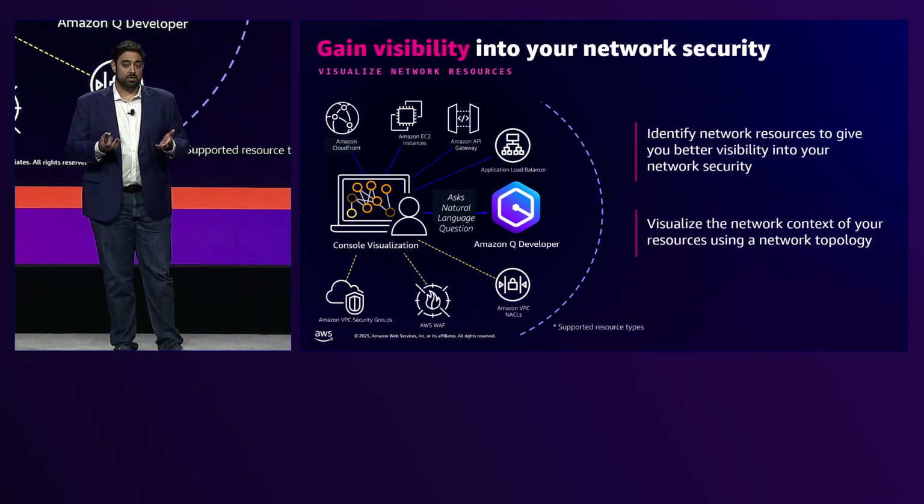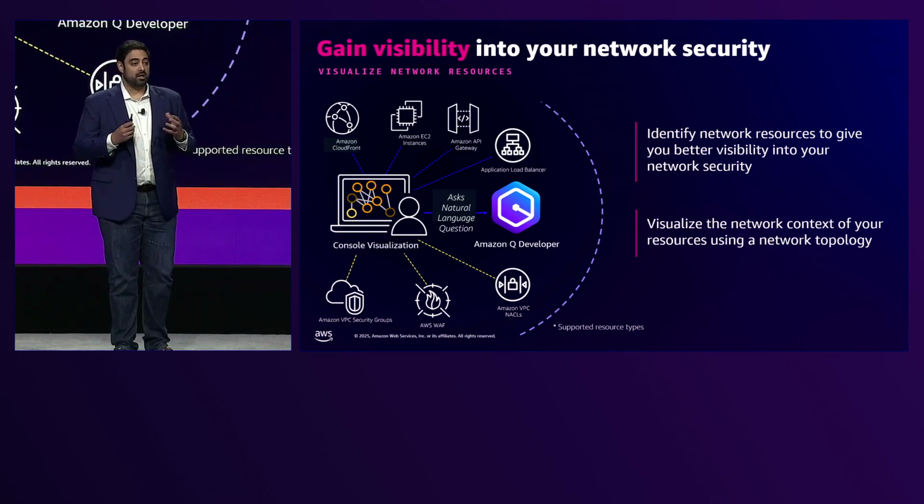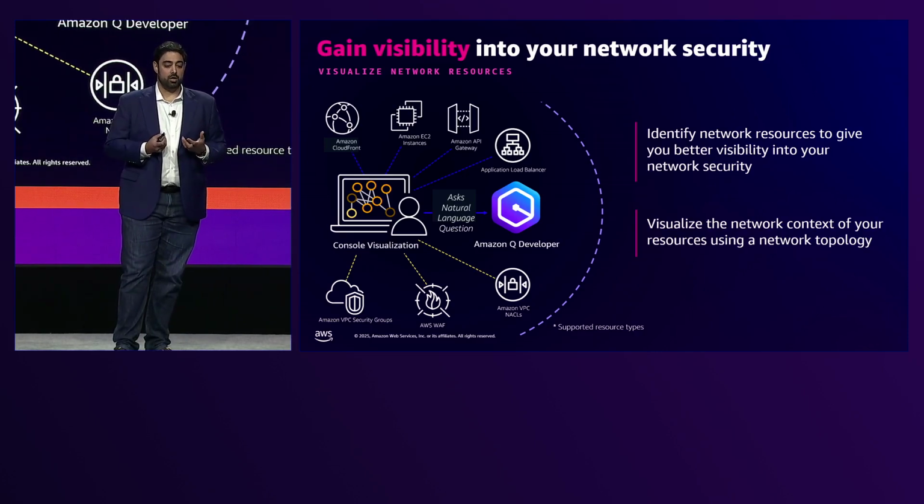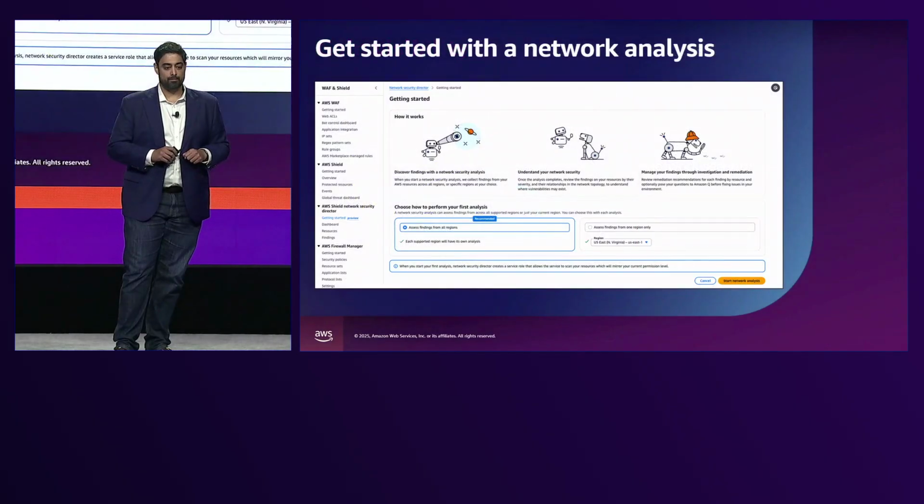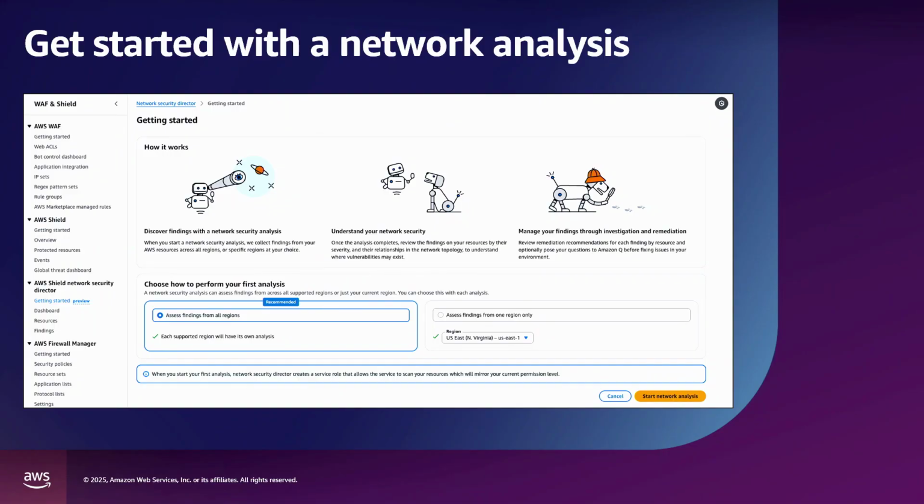The network security services that we're analyzing, including the rule sets within, are WAF, security groups, and NACLs. We are identifying these and constructing a network topology on your behalf so that you can actually see in a map how these resources are connected and related to each other. As I mentioned before, getting started is as simple as clicking a button in the console to run a network analysis. You specify one or all regions for the account, and you are off and running.